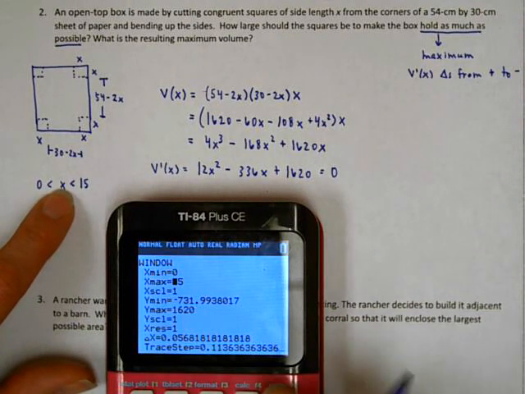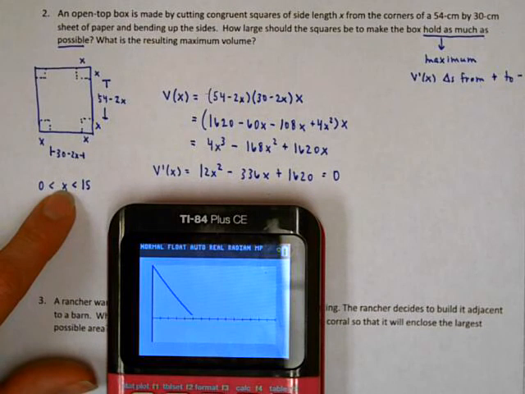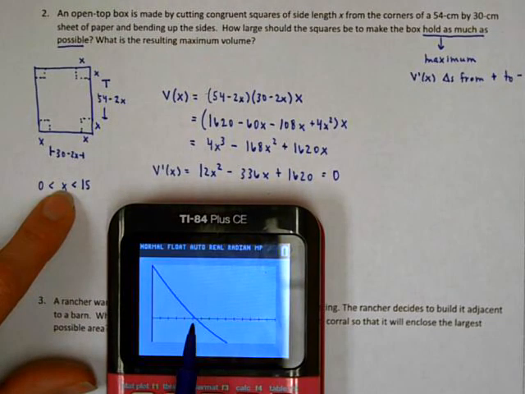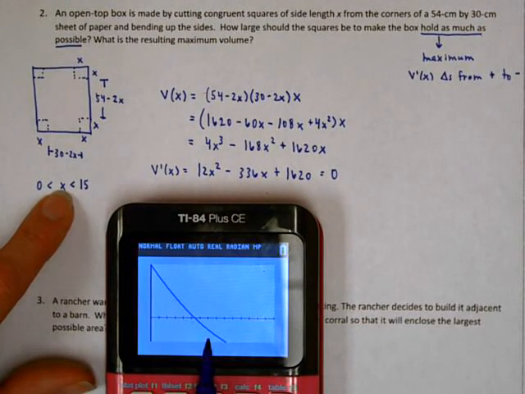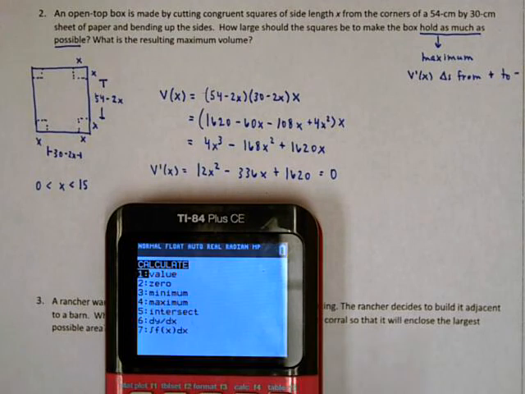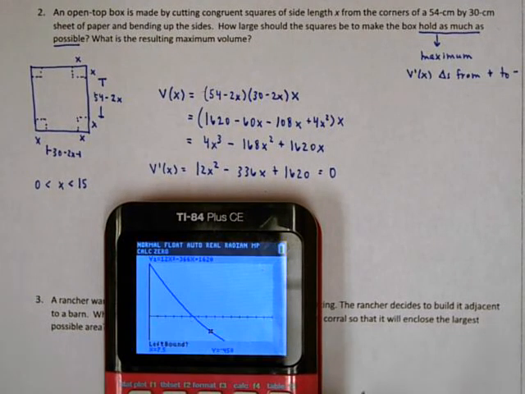Let's see. So now if I go to graph it, I can see in between 0 and 15, I cross the x-axis once. You can see my derivative was positive and it changed to negative. So it makes sense that there's a max there. So now I'm just going to use my calc menu to find that 0.